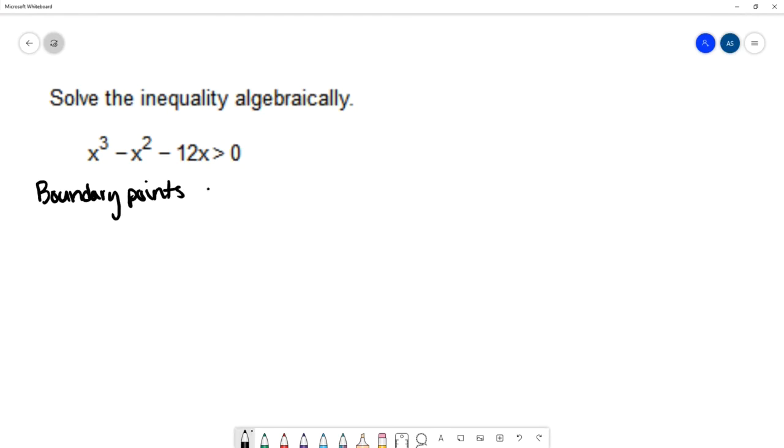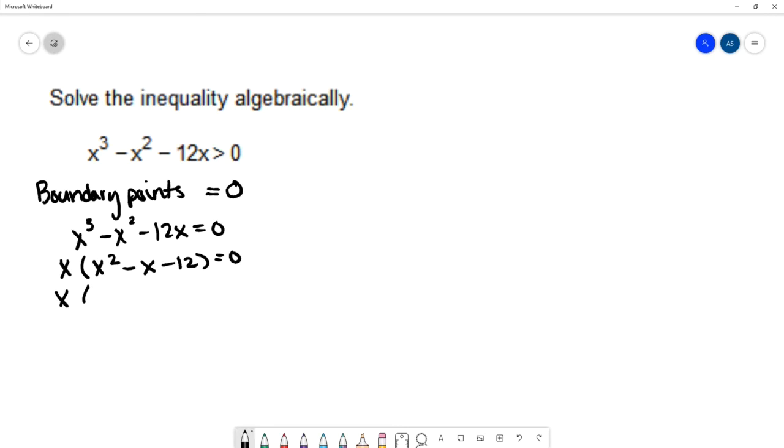The boundary points are where this inequality is equal to 0, where this expression equals 0. So we're going to solve that equation: x cubed minus x squared minus 12x equals 0. I can solve this by factoring. I'll factor out an x. That would leave me with x squared minus x minus 12.